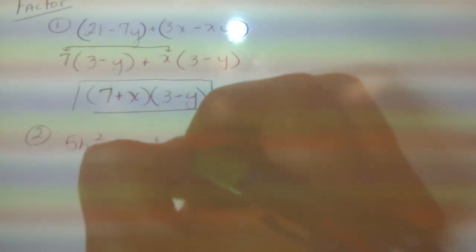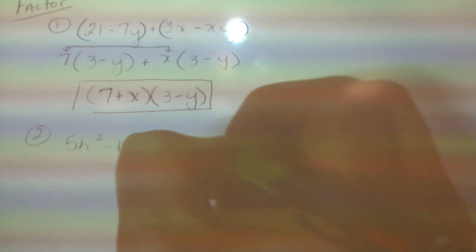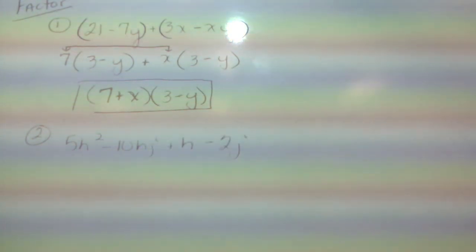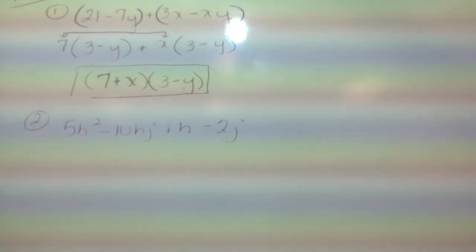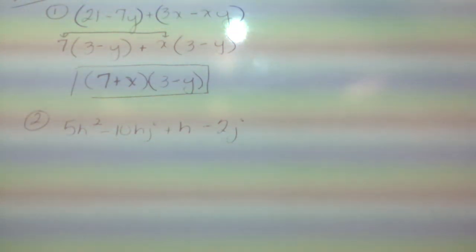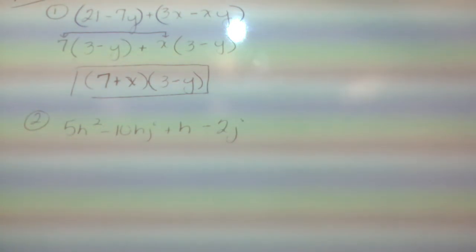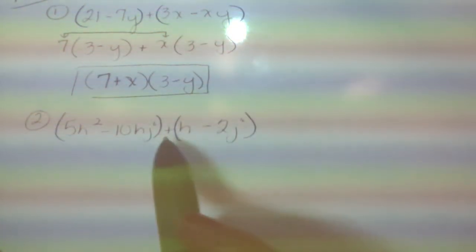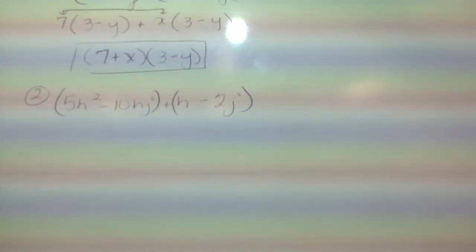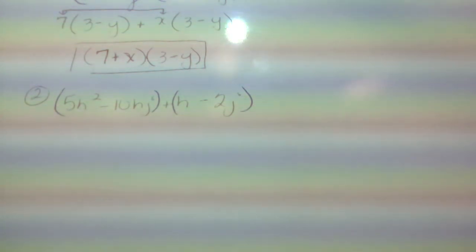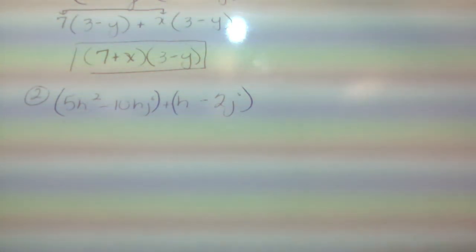Let's do 5h squared minus 10hj plus h minus 2j. This is a good one. I like this one. All right. I'm looking for a GCF for all 4. I don't see it, so I'm going to start my grouping. I'm going to put parentheses here, and I've got my plus that's going to stay there. Now, in the first parentheses, I'm looking for a GCF. I'm going to take out a 5 and an h.